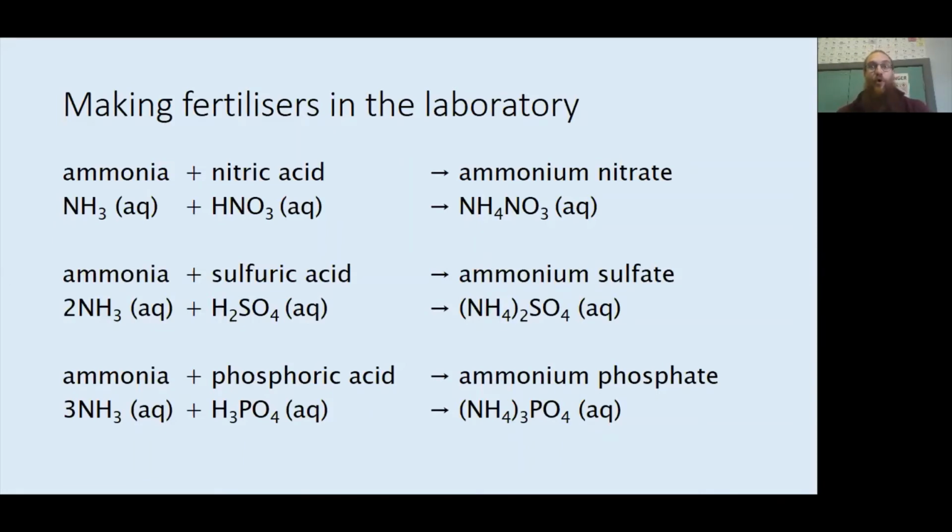It's obviously really important to be incredibly accurate with that, because if you are using it as a fertilizer, you don't want to be changing the pH too much of the soil that you're putting it on. If you use too much acid, then it'll lower the pH. If you use too much ammonia, it'll raise the pH.